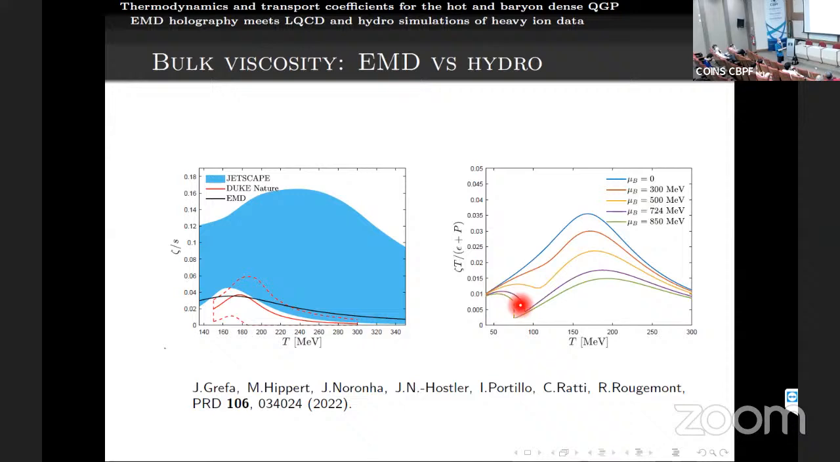I see. Okay. That's quite interesting. In this paper here, we have calculated also many other transport coefficients, also related to the energy loss across the phase transition regions. Okay, I like it. Okay, thank you.